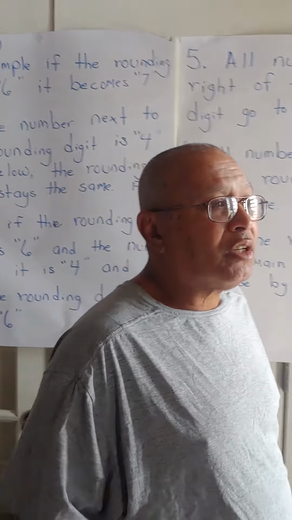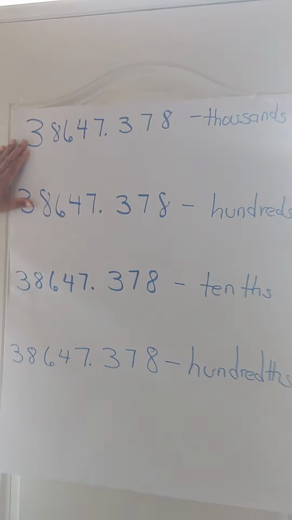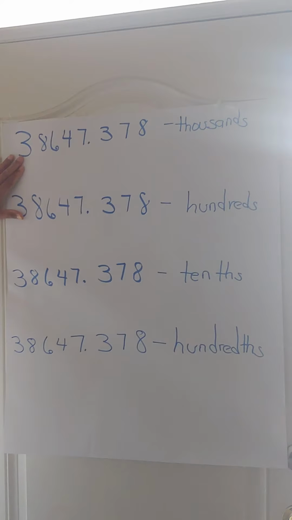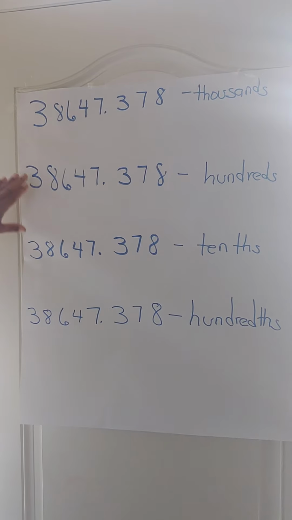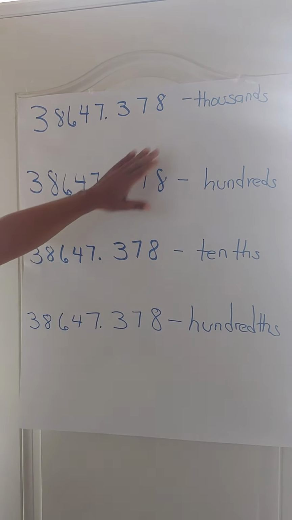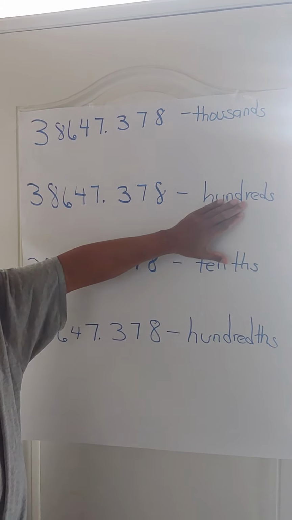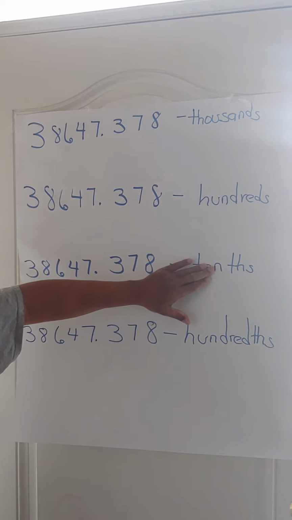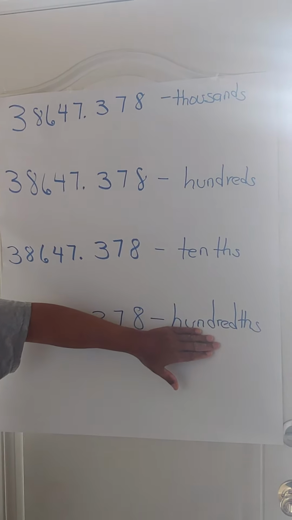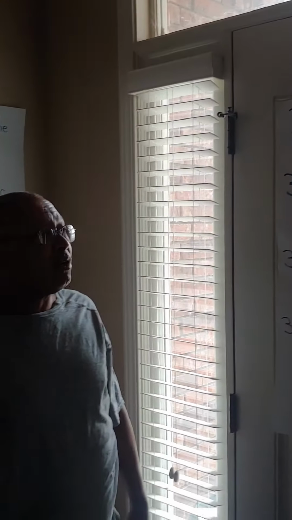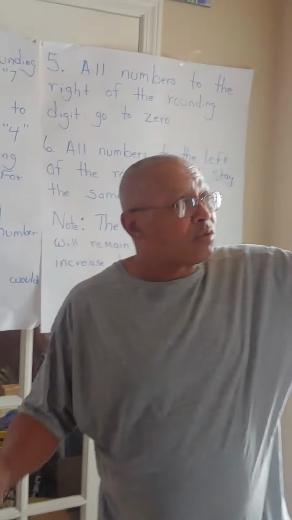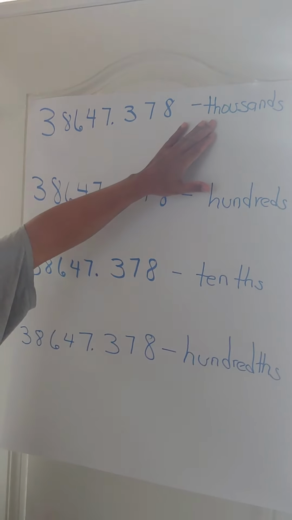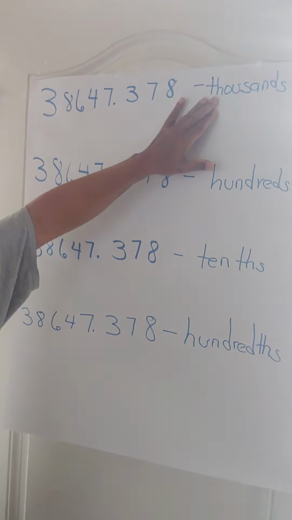Okay? Direct your attention over here. I'm going to take the same number here, 38,674 and 378,000, and I'm going to round it to the thousands, then to the hundreds. Now watch as I apply this rule. The first thing we're going to do is identify the digit that we're going to round. In this case, it's thousands.